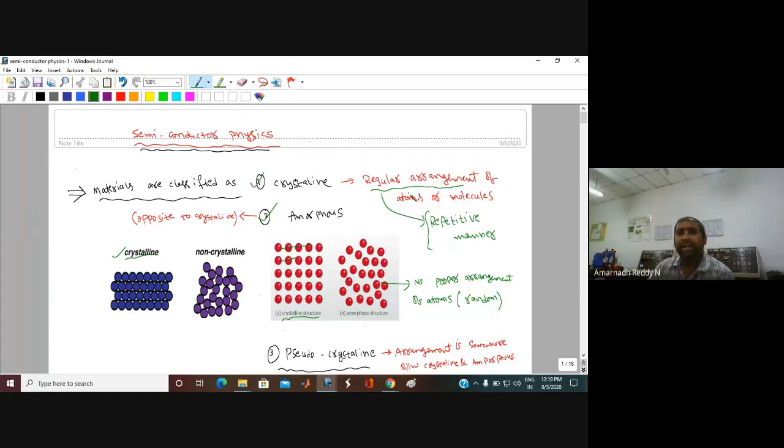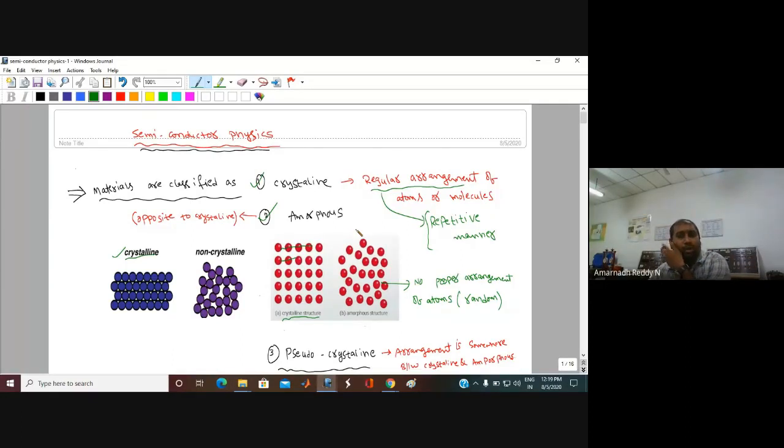The regular arrangement of atoms, we are mainly discussing not liquids and gases. We are discussing only solids. So regular arrangement of atoms or molecules, in a repetitive manner. Whatever may be the manner, it is going to be repeated. It is called crystalline structure. Next structure is going to be amorphous. What is amorphous? It is exactly opposite to crystalline.